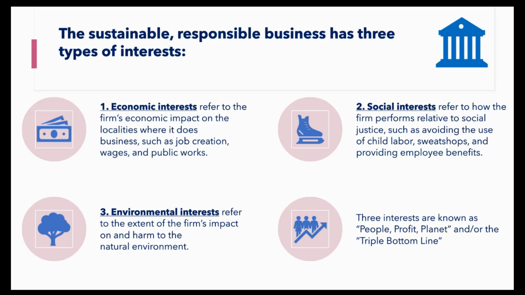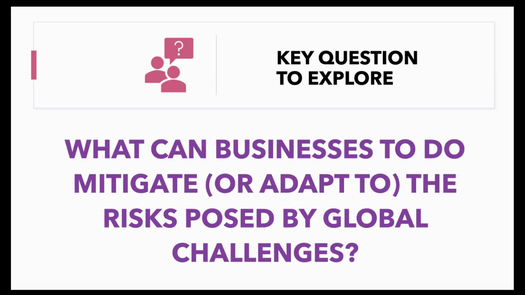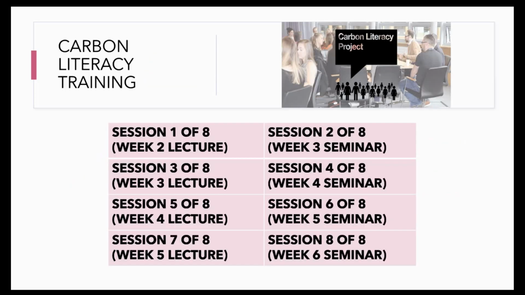And there's another third question coming in the second part of our thing today. So in the coming weeks, we will be talking about corporate social responsibility, what that is, and how does it impact the triple bottom line, the environmental, economic, and social. Okay, and we'll also talk about what can businesses do to mitigate or adapt to the risks posed by global challenges, as we've started to discuss in the last week itself.